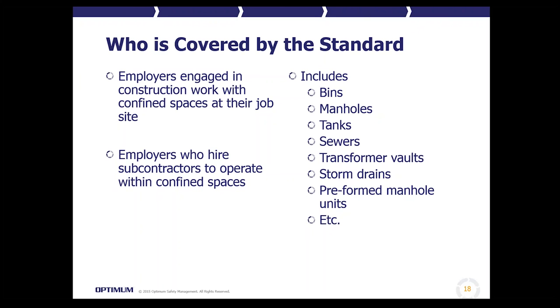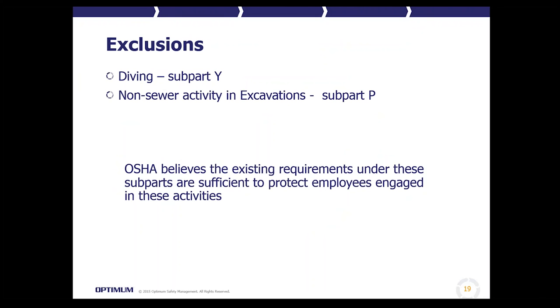Different things that we're looking at that would be considered a confined space include things like bins, manholes, tanks, sewer systems, transformer vaults, storm drains, etc. Again, there's a lot of different things out there that we need to be looking at and saying, does this meet the criteria to be a confined space? Now, there are a couple of exclusions. One of them being diving, covered by subpart Y, and non-sewer activity in excavations, that being subpart P. The way this is really set up is that if the current subpart covers the hazards, then they're not going to be looking at that with a confined space. Now, we're looking at excavations, though. If we tap into a live sewer, now we've just taken an excavation and turned it into something that's going to be covered by the confined space standard. So we have to be careful about where we're working, whether we're covered or not.